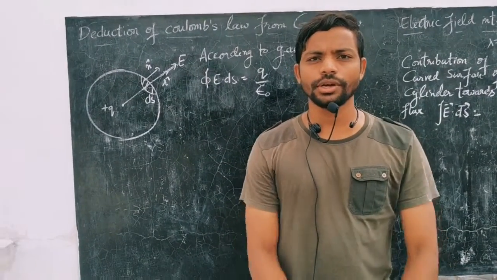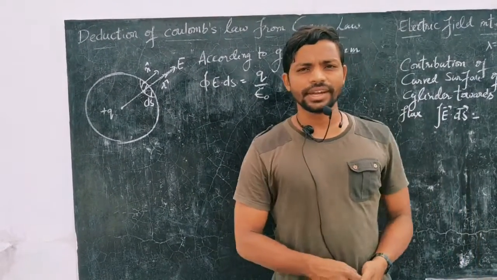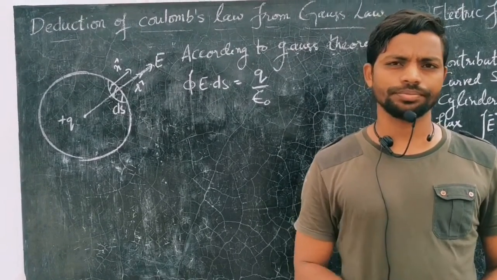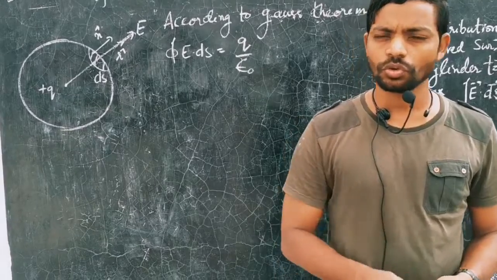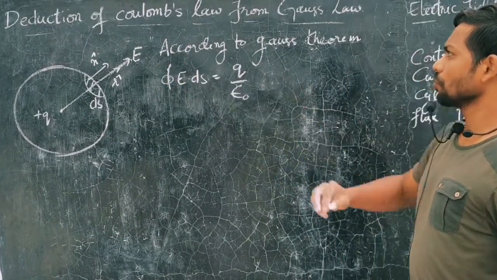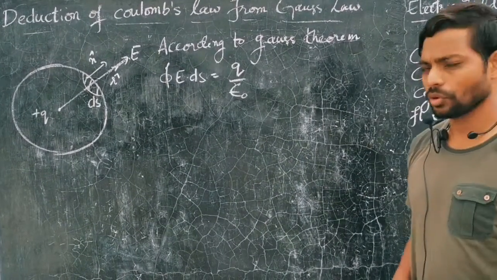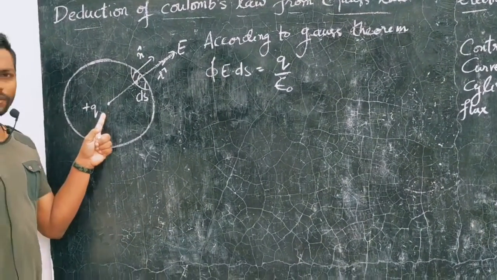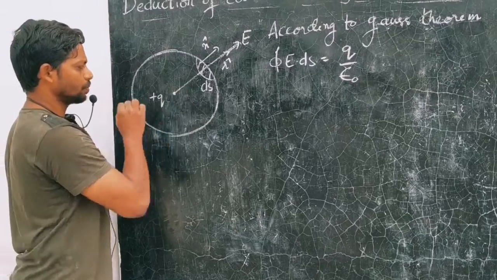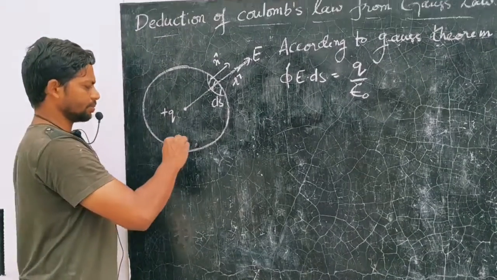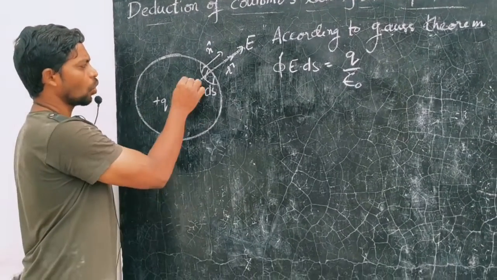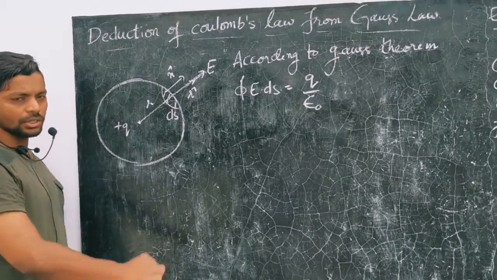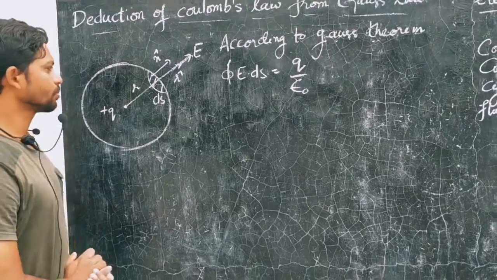Friends, now we are going to learn about deduction of Coulomb's law from Gauss law, and we can make the converse also. First we will see deduction of Coulomb's law from Gauss law. For that, we place a charge plus Q and imagine a sphere of radius r, and at the center of that sphere, let us say this charge plus Q is placed.